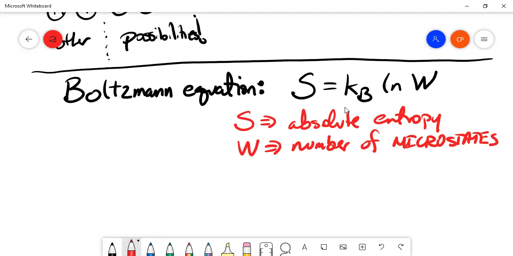So W for my two-head state in the four-coin system would be 6, because there are 6 possible microstates associated with the two-head state. For the one-head or three-head states, W would be 4. And as we'll go through in a bit, for the no-head or four-head state, W would be 1.